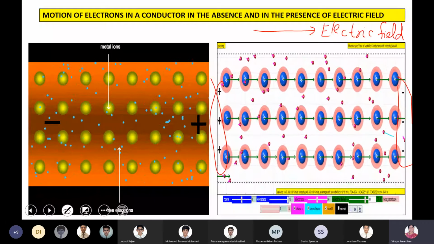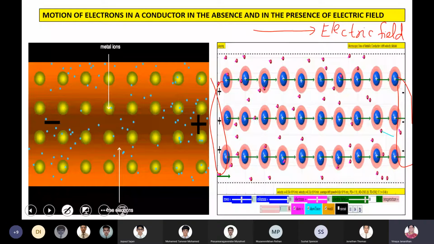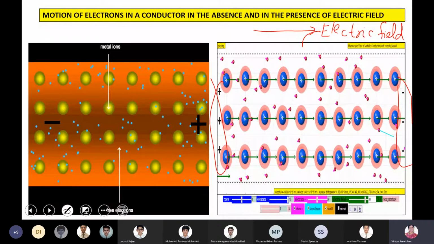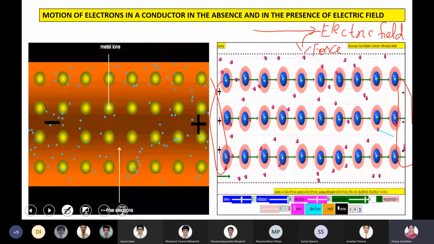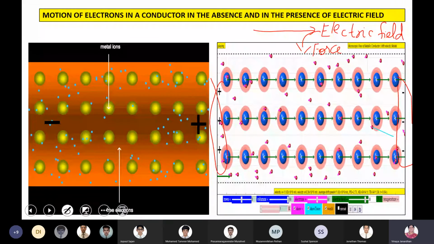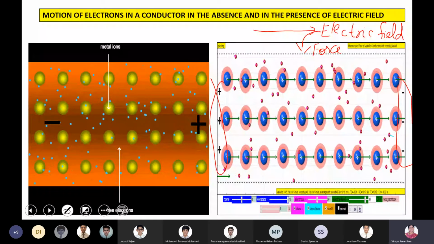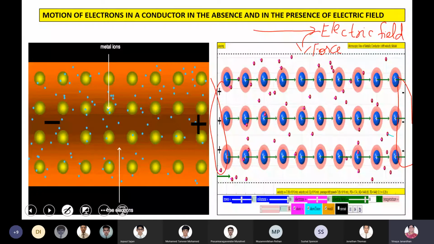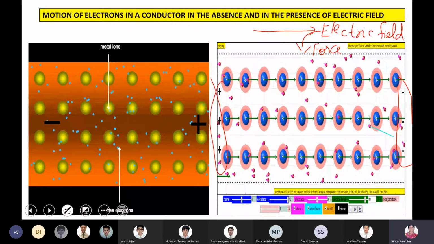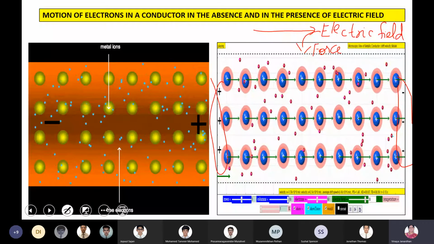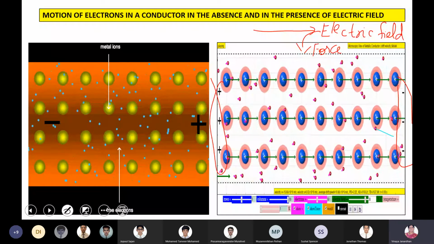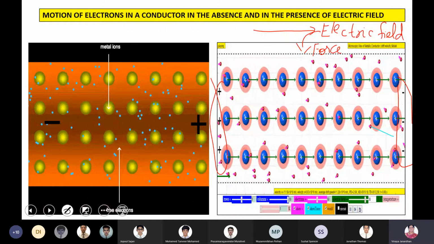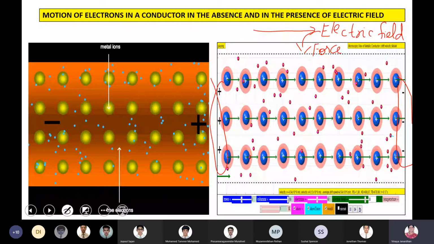Now this electric field will apply a force on the electrons, and you can see almost all the electrons will start to move in the same direction, so that you have a net velocity. Hence we term that the flow of these charges constitutes an electric current.